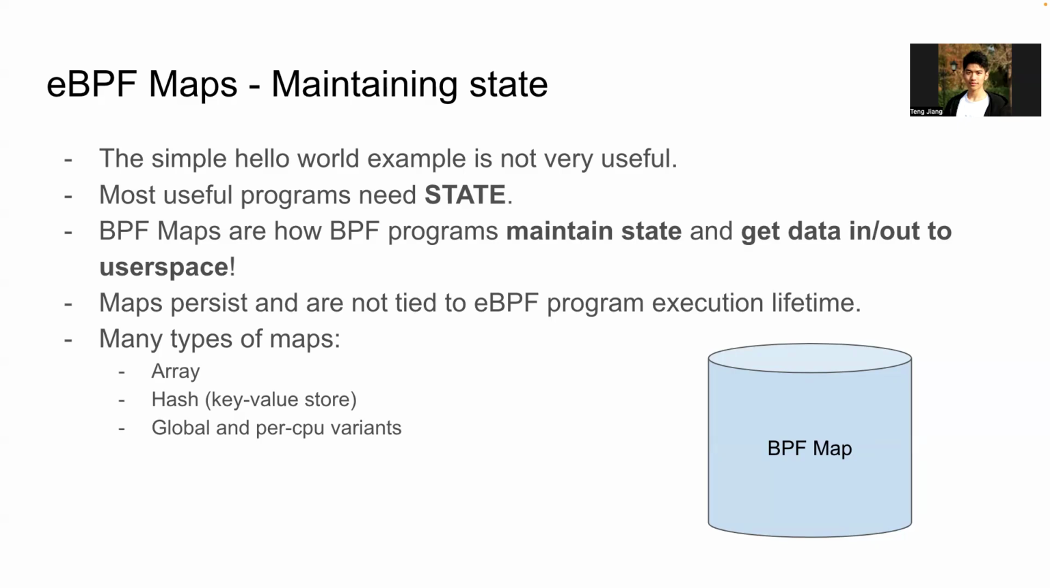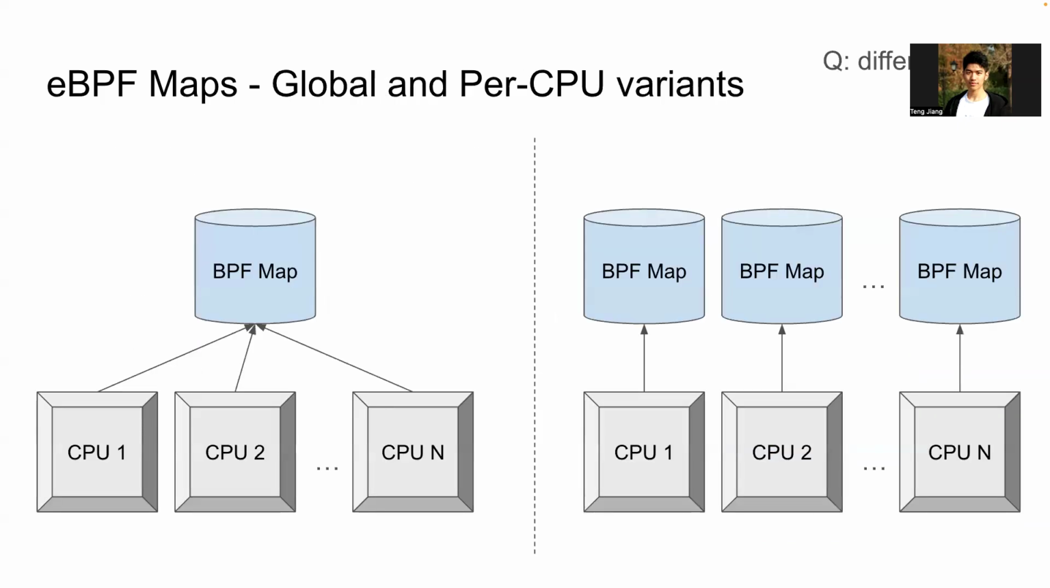There are a lot of maps, hash maps, arrays, right? There are also array maps, which are really not that commonly used. It's mostly used for hash maps. There are also global and per-CPU variants. There are also all kinds of data structures being pushed out every week, every month, so you have to see the latest documentation for that. The basic idea is that there are two kinds of maps. First is global and second is per-CPU.